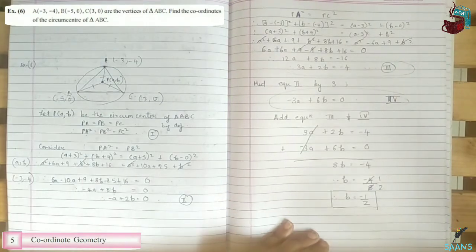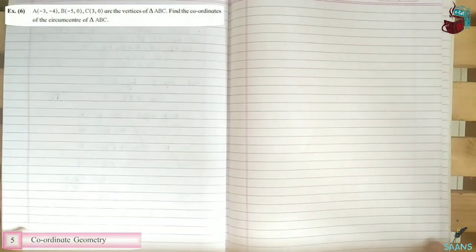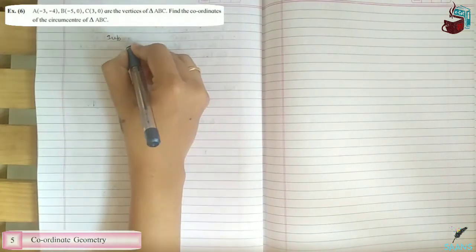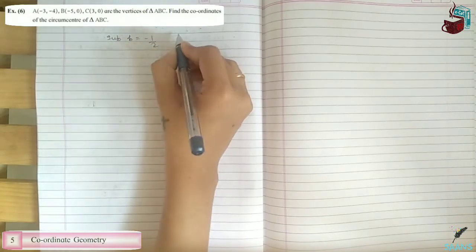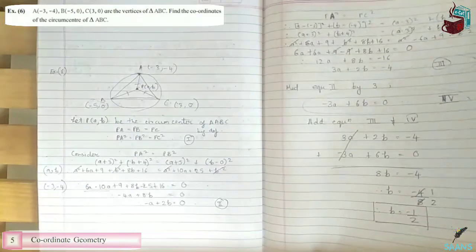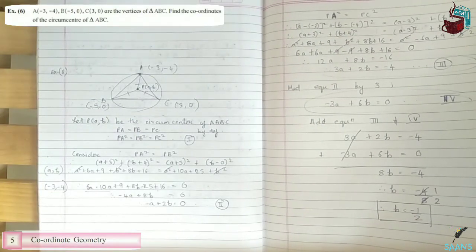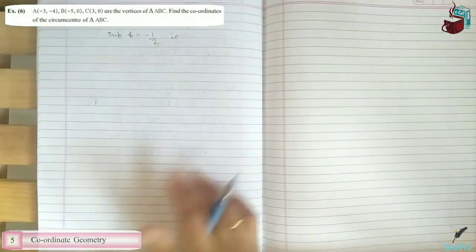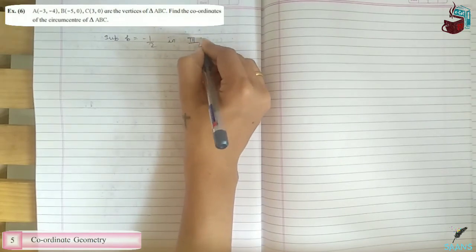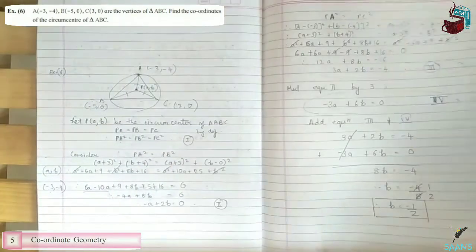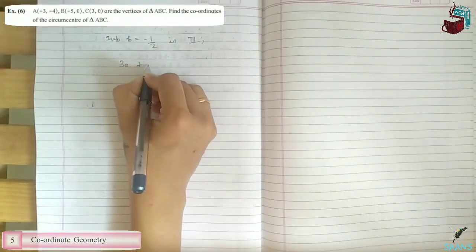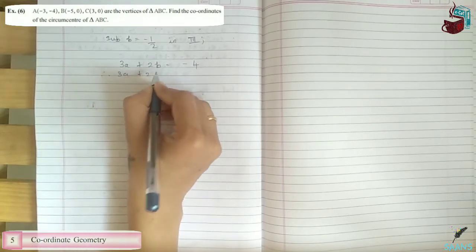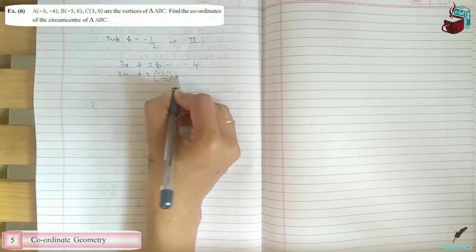Now, we have to substitute for a. So, in order to substitute for a, we will substitute b is equal to minus 1 by 2. You can substitute in any equation. Let's take this one, 3a plus 2b is equal to minus 4, in equation 3. Therefore, 3a plus 2 times, what is the value of b? Minus 1 upon 2 is equal to minus 4.